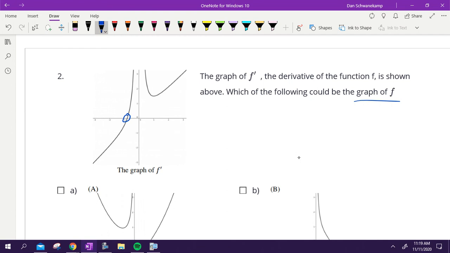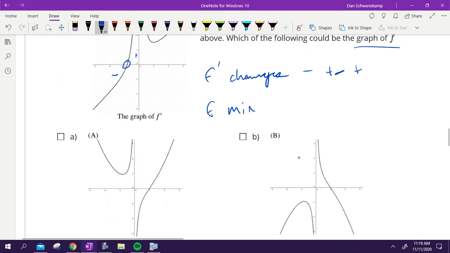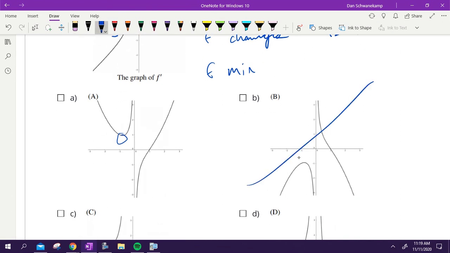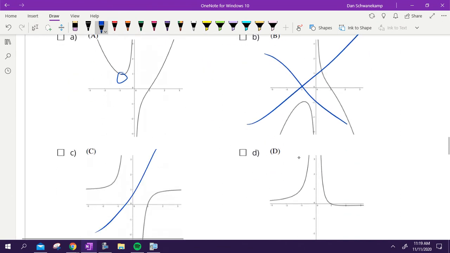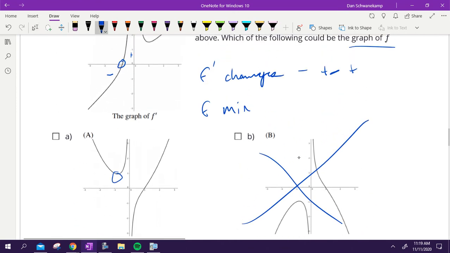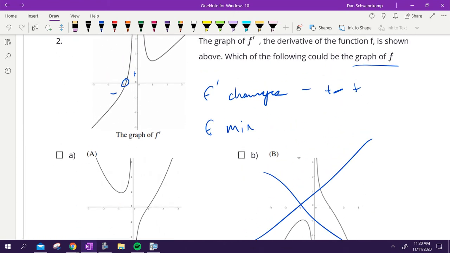F prime changes from negative to positive. If F prime changes from negative to positive, what is happening on F? There's a minimum. So F has a minimum. So I'm looking on my graph. Where does F have a minimum? Right around there. Oh, that one's got a minimum. That's a maximum. It's not B. That's nothing. That's nothing. It's got to be A because F has a minimum at that spot.